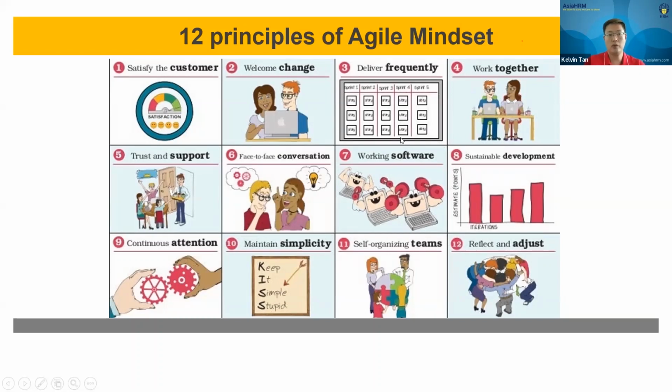Now, the next one we talk about is continuous attention and also maintaining simplicity. Maintaining simplicity, ladies and gentlemen, means being short, being simple, keeping it clear. And lastly, continuous attention is the same as adjusting and reflecting. It's just like what we have shared just now on certain of the points.